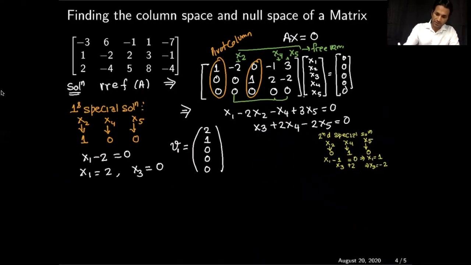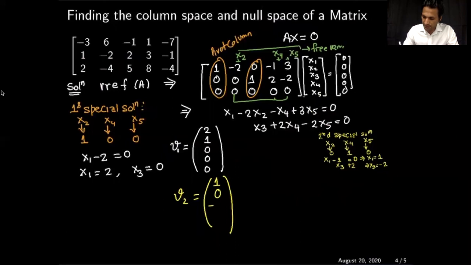So my second special solution is V2, which is now x1 is 1, x2 is 0, x3 is negative 2, x4 is 1, and x5 is 0. That's my second special solution. Now let's compute the last special solution, the third special solution.